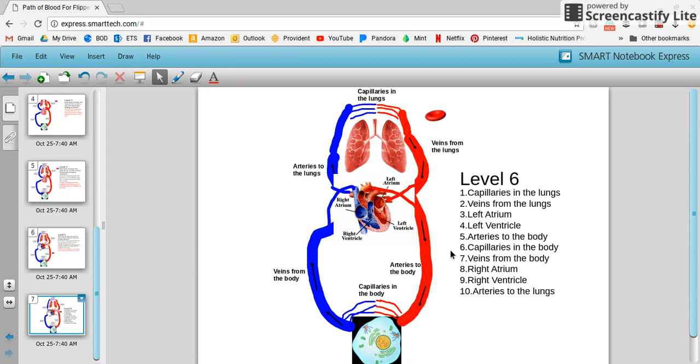Okay? The part I just want to clarify here is this capillaries in the body. This is going to be different. It might have just dropped off at a nose, and now when it goes back to the left atrium, ventricle, arteries in the body, maybe now it's heading off to your fingers or your liver or somewhere else. It's always heading to a different spot. But either way, it's always going to end up at a cell that needs oxygen. So here are your level 6, your 10 steps.